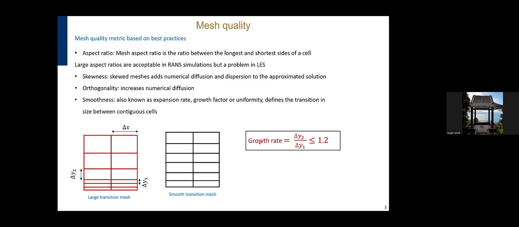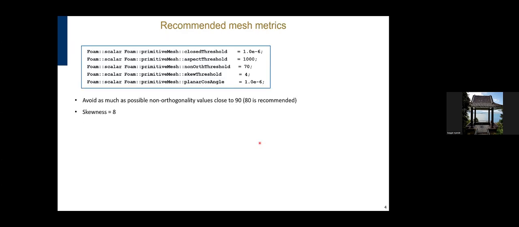And in OpenFOAM, for instance, you can always get this criteria by typing in checkMesh, which we did try yesterday. So you just type in checkMesh. After you've generated your mesh, you should be able to see those mesh quality criteria.